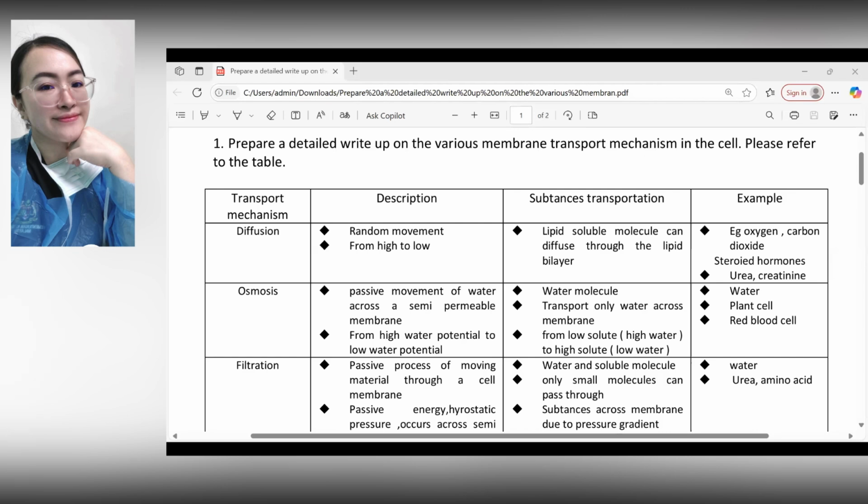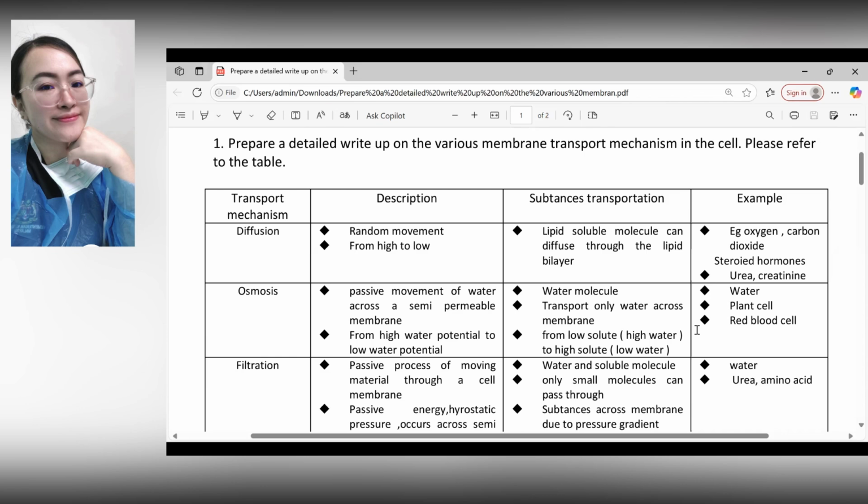Hello, good evening. I am Mefoni. I will present the last question, which is the third question. For this question, I'm sorry, I deliberately use Microsoft Word to expand so that we can see everything at once. The third question is about preparing a detailed write-up on the various membrane transport mechanisms in the cell. Please refer to the table.